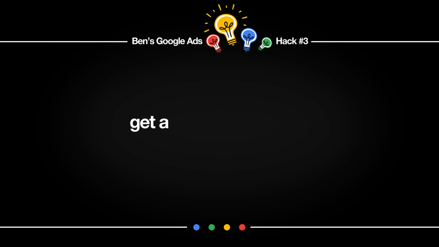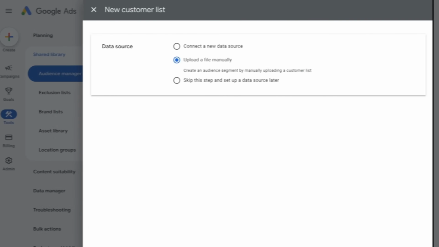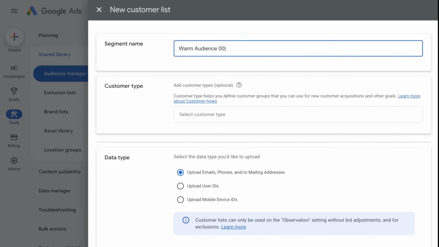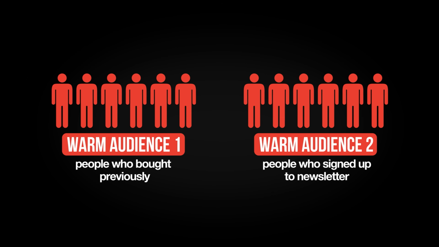Hack number 3 is to get all warm audiences added to your ad account. Now, this is of course assuming you have some warm audiences already. If you've got people on an email list, for example, make sure that data is imported into your Google ad account. Let Google know who these people are. That's really going to help Google learn early on. If they know that these are the people that have bought previously, or these are the people that signed up to the newsletter, these are the people that are interested in this business's stuff, that's going to save Google a lot of time and save you budget when it comes to testing to figure out, right, we should start advertising to people that are just like them.